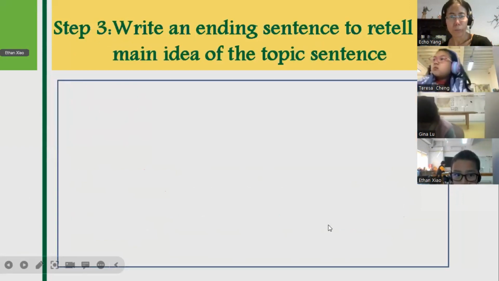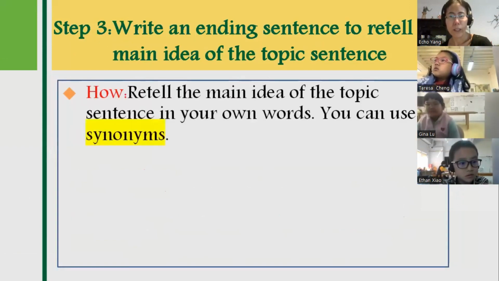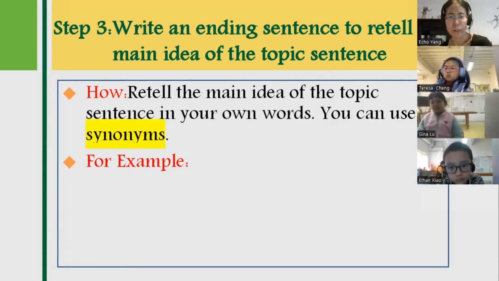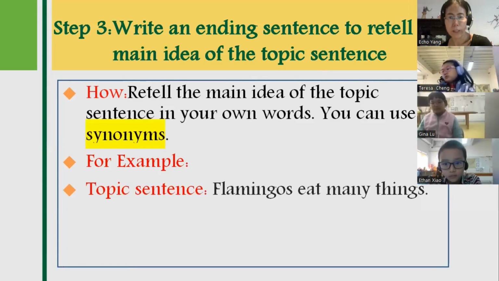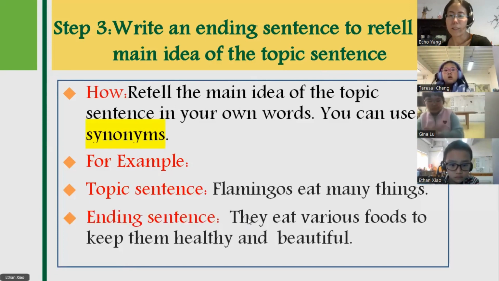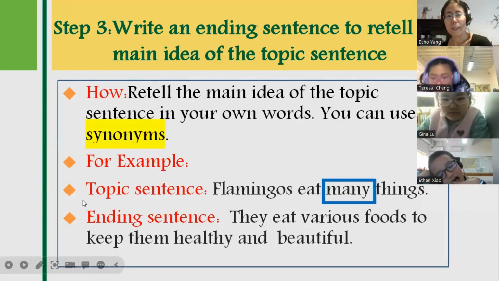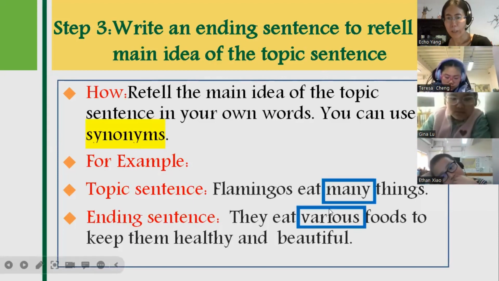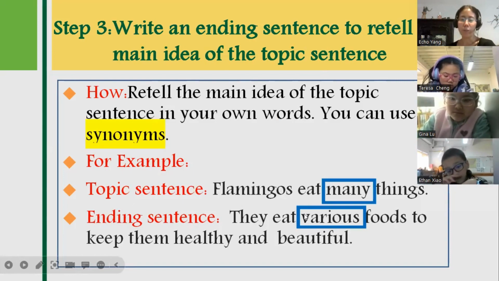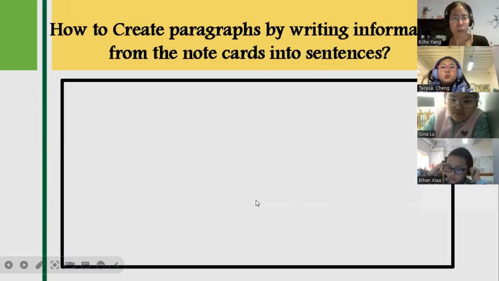And then step 3, we need to retell the main idea of the topic sentence in your own words and then use synonyms. So the topic sentence in this paragraph is flamingos eat many things. So I can say they eat various foods to keep them healthy and beautiful. So many in the topic sentence, I use various. So the synonym. So I retell the main idea. So this is the third paragraph.